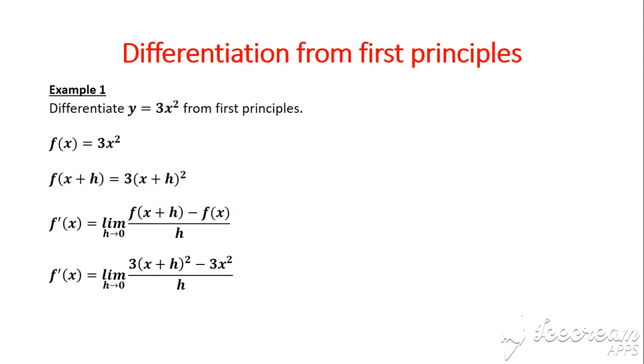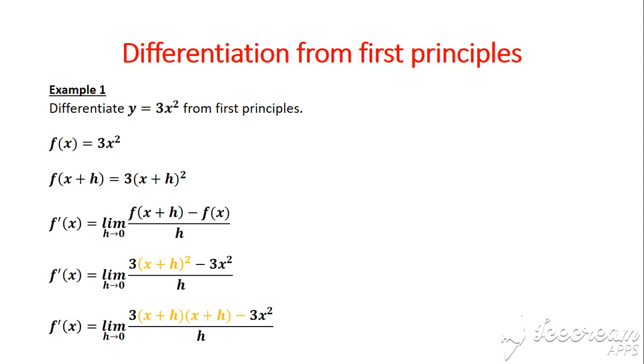Okay, let's look at this part here. This is what we're going to end up with, and let's show you how we get this. This f(x + h), we just worked that out above here. That's 3(x + h) all squared. Now we're going to subtract f(x). f(x) is what we just worked out up here, the function. So that's 3x squared. And that's all divided by h.